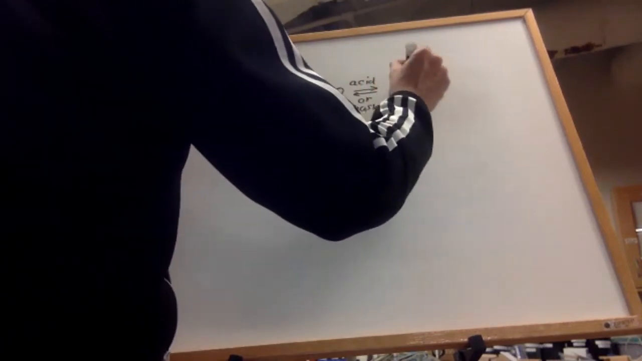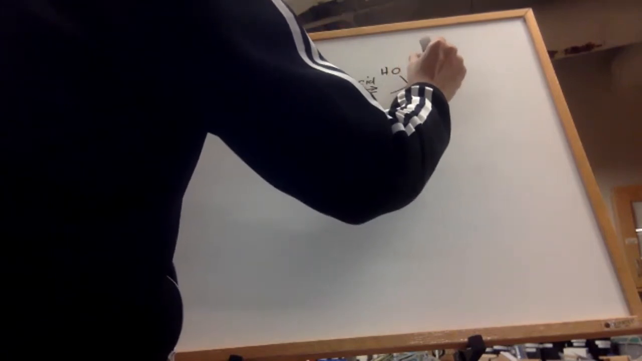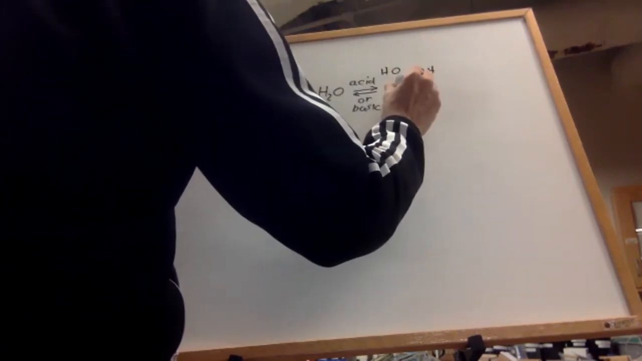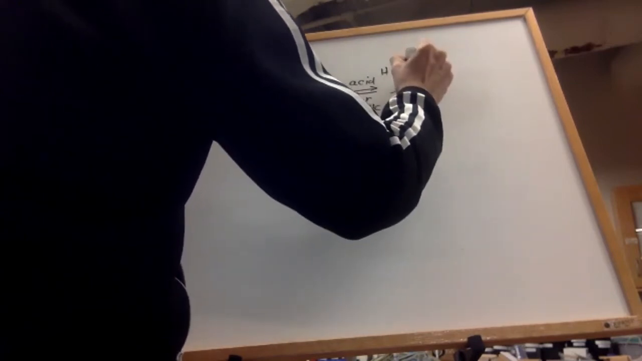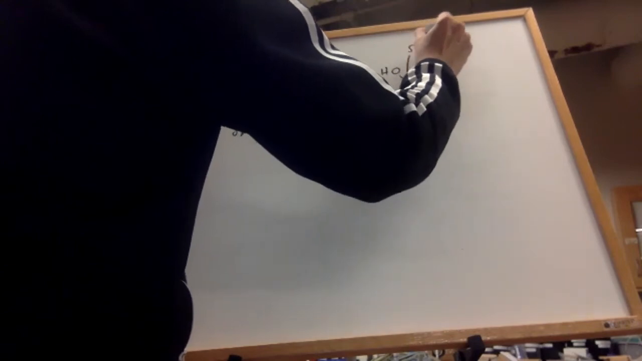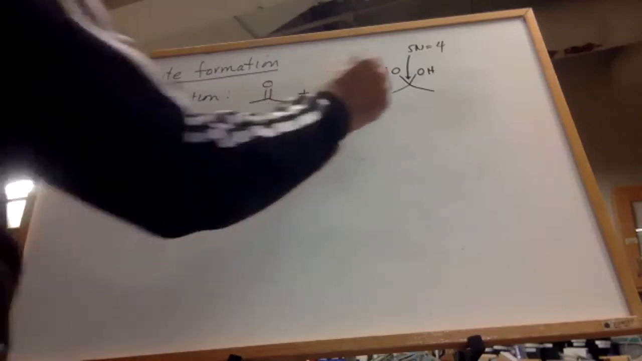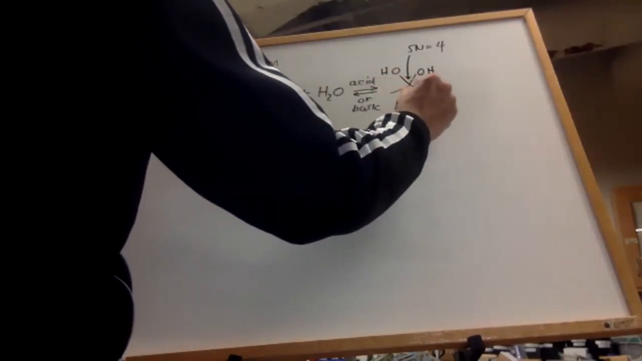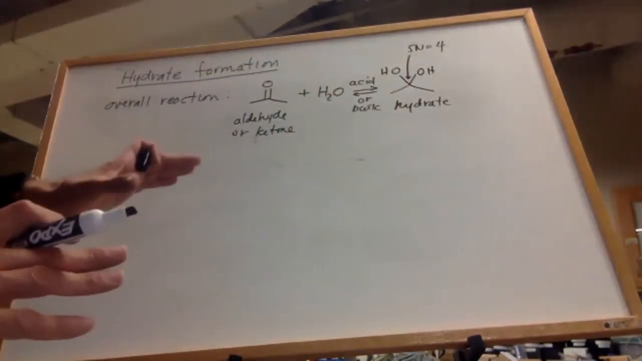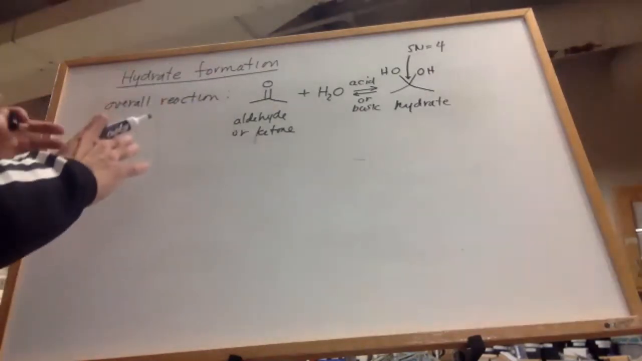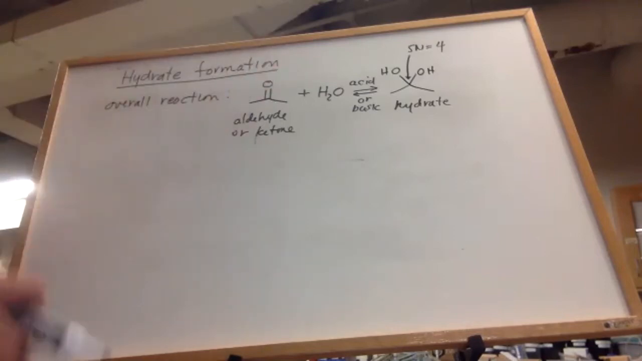Okay, a hydrate has a steric number of 4 carbon, and it is bonded to 2 OH groups. This is the hydrate. And this is what happens when you mix an aldehyde or a ketone with water under acidic conditions or basic conditions. You get this hydrate.